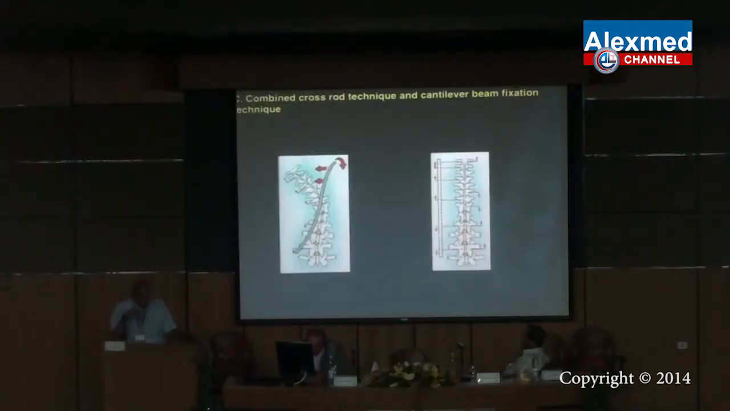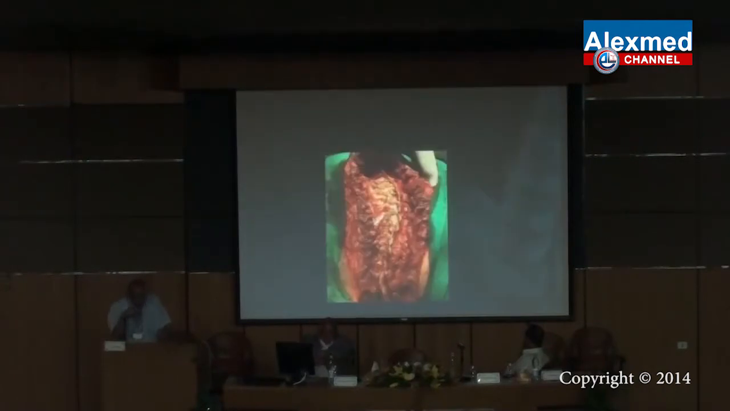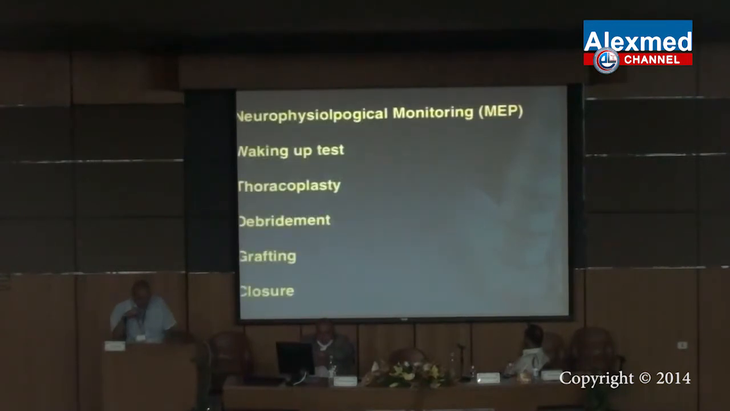The third technique we use is a cross-rod technique with cantilever beam fixation, where we place an anchor above and an anchor below, fix one side and fix the rod on the other side, and slowly use cantilever and pressure techniques to do the correction step by step. Here is one of our cases where we used the all-screw technique and sublaminar wires after surgery.